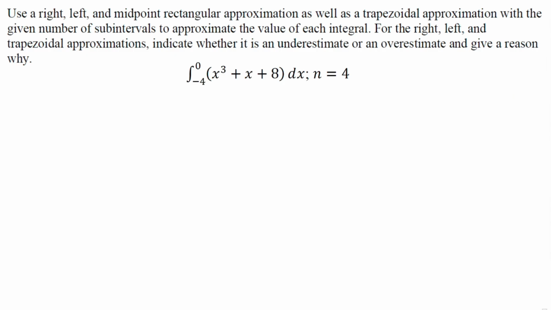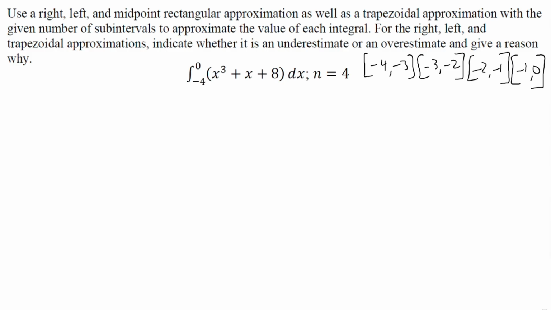All right, we got a couple more of these to do here. So for this next one, again, same exact process. We're doing negative 4 to 0 this time with n equal to 4. So that's going to be negative 4 to negative 3, negative 3 to negative 2, negative 2 to negative 1, and negative 1 to 0.